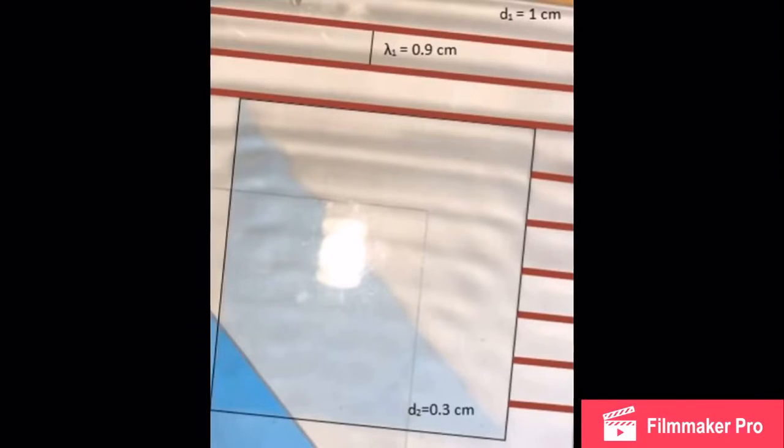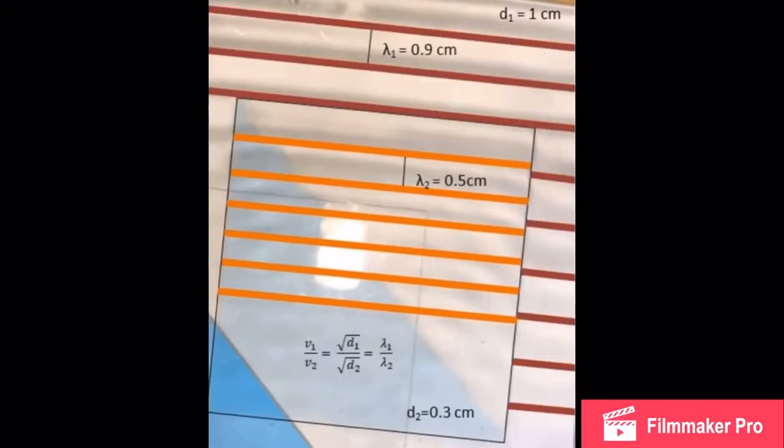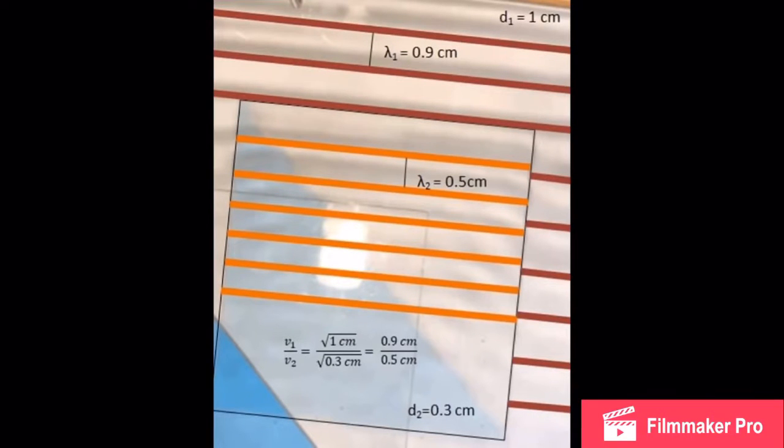Our initial depth is 1 cm with a wavelength of 0.9 cm. Our second depth is 0.3 cm with a 0.5 cm wavelength. We can use our ratio to see that there is a change in speed associated with the change in depth.